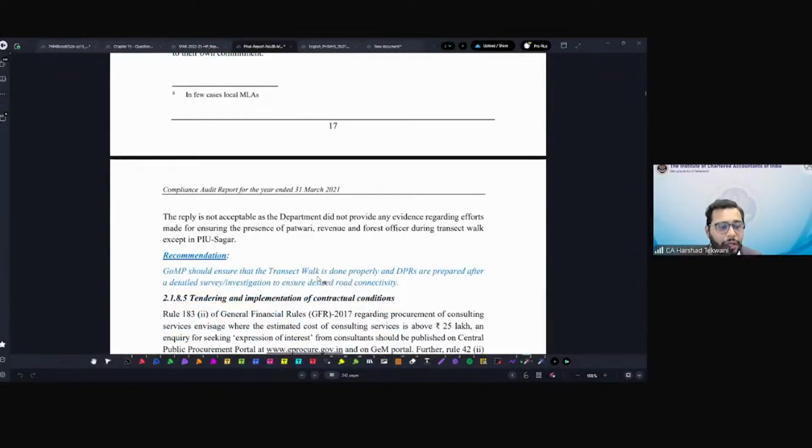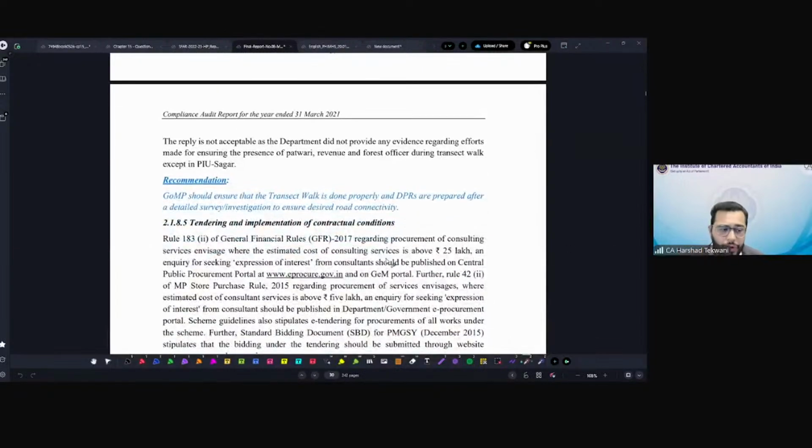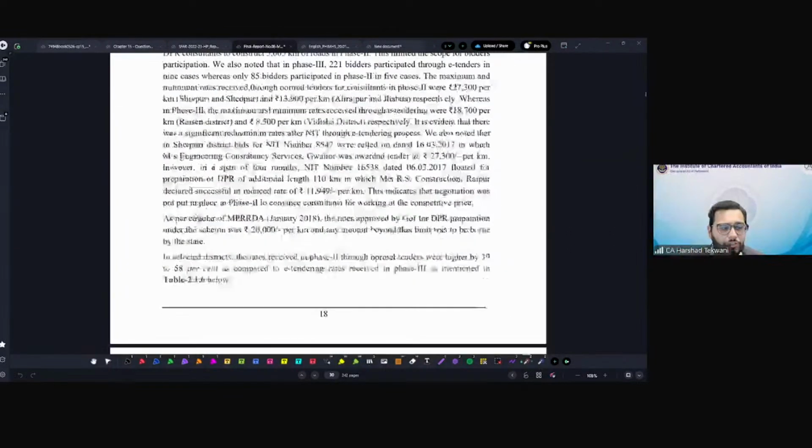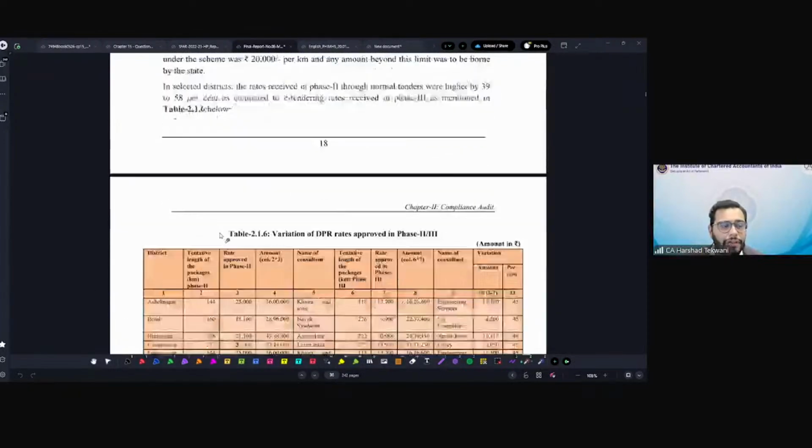So what is the reporting? That particular entity should ensure that whatever activity is done is done properly, DPRs should be prepared, and surveys and investigations should be done and documented appropriately. I will not go through it right now, but if you go through each and every observation, it will be like that only.